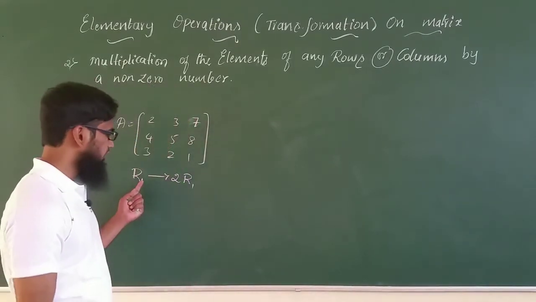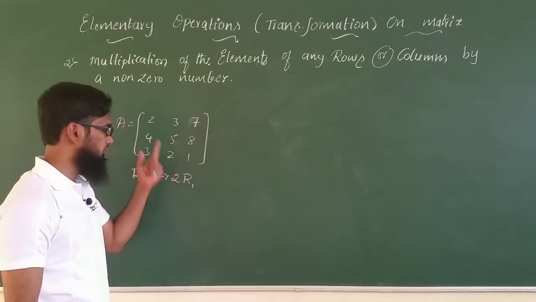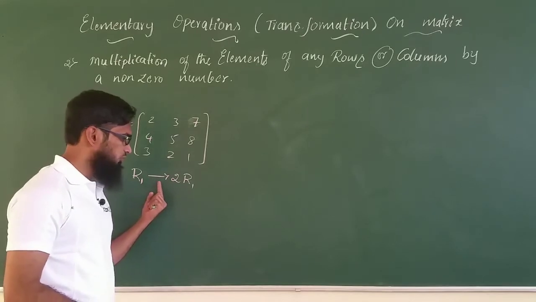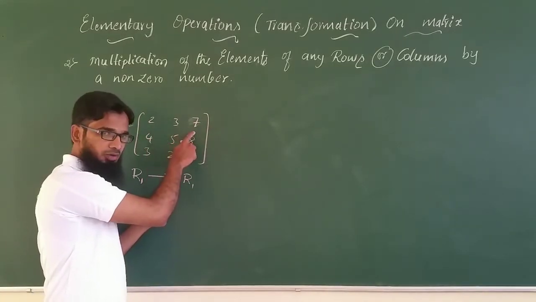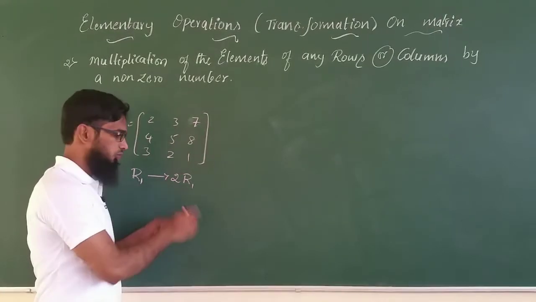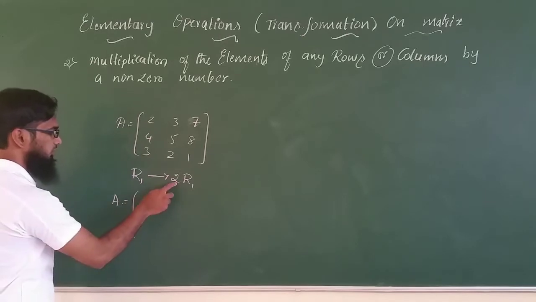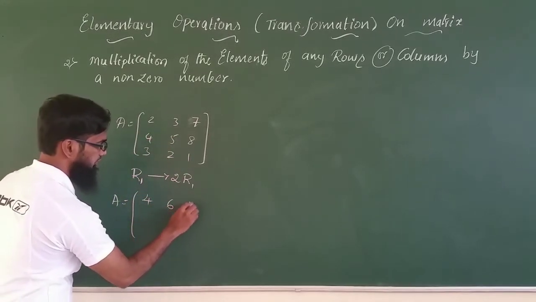I am just changing the matrix. That is row 1 here, the elements of row 1. R1 changes to 2R1. That means I can multiply the elements of R1 with 2. Finally, what I am getting here: A is equal to, if I multiply this 2 for the row 1 elements, it becomes 4, 6, 14.